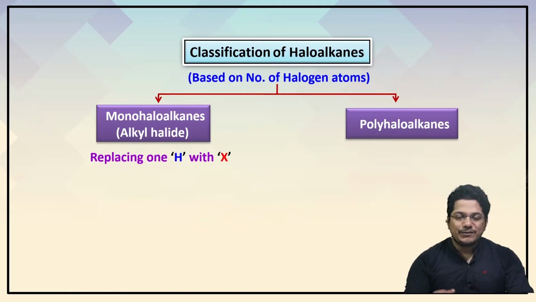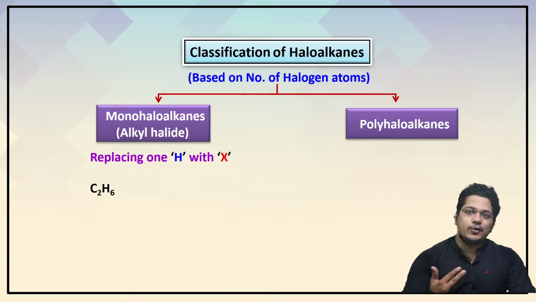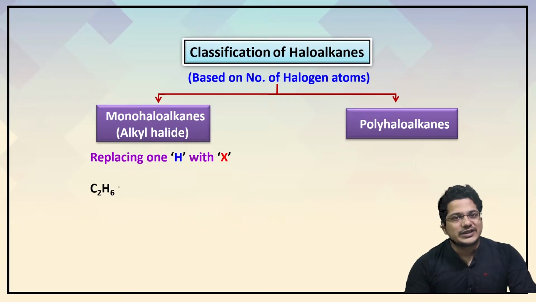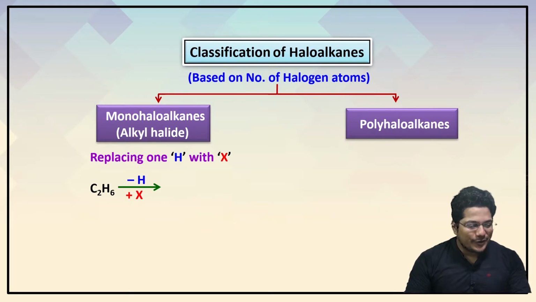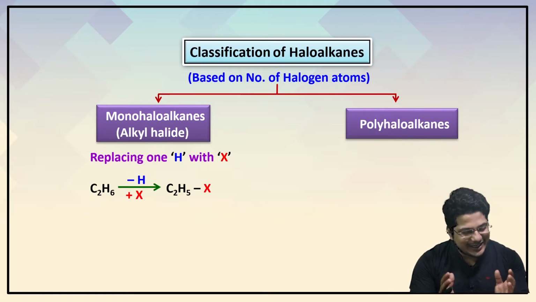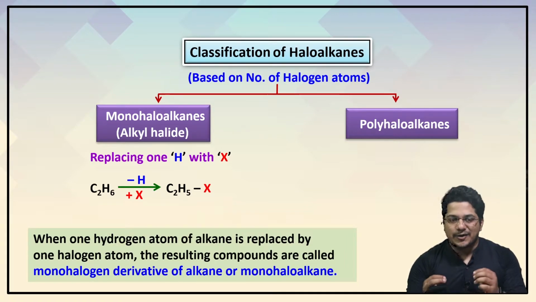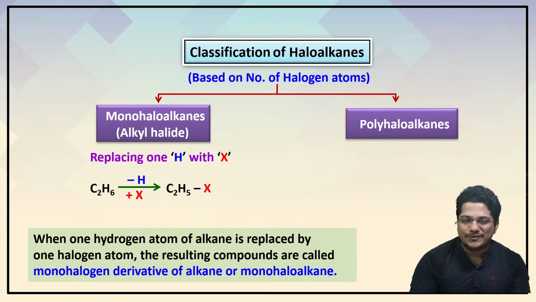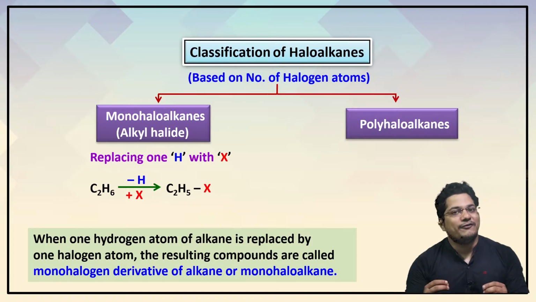Over here, let's see. I have a compound C2H6 which is ethane. इसमें से if I am removing one hydrogen, adding one halogen, you would get a compound which is C2H5X, and this compound C2H5X would be referred to as a haloalkane. So how would we define haloalkanes? It's when one hydrogen atom of an alkane is replaced by one halogen atom, the corresponding compound is referred to as a monohaloalkane or a halogen derivative of alkane.